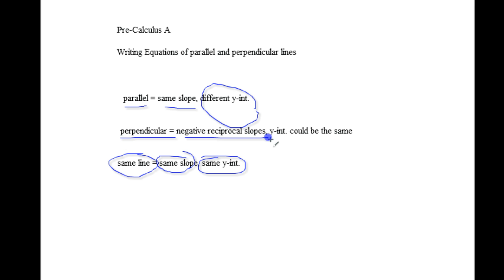Perpendicular, all you need is negative reciprocal slope. This, it's kind of like, it could be anything. It doesn't have to be the same. It could be different.